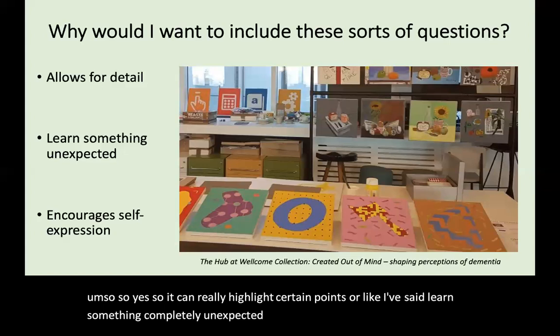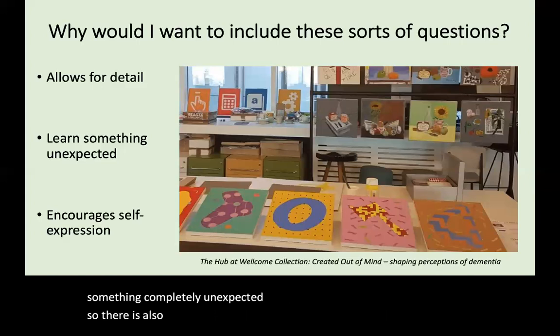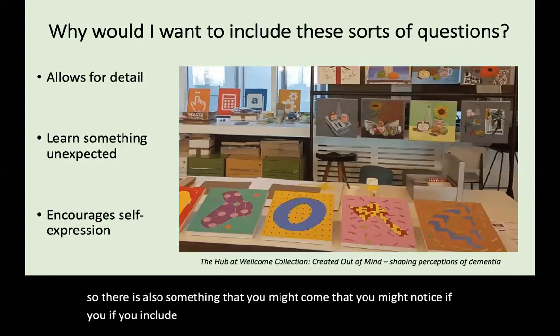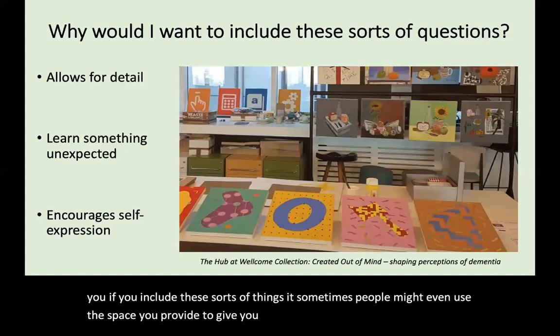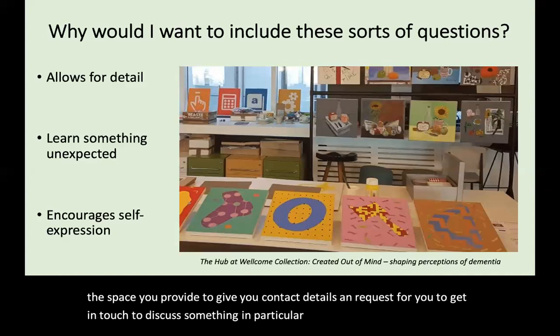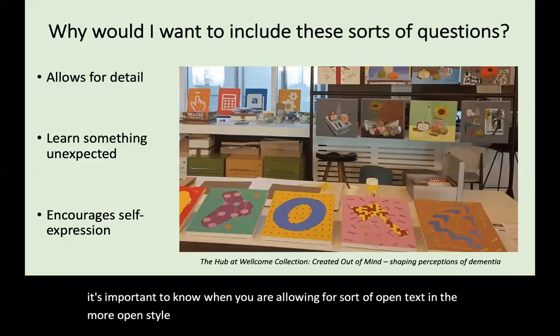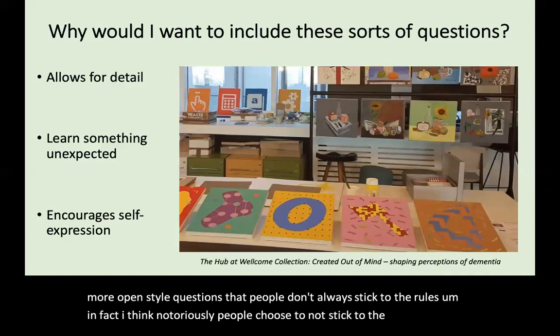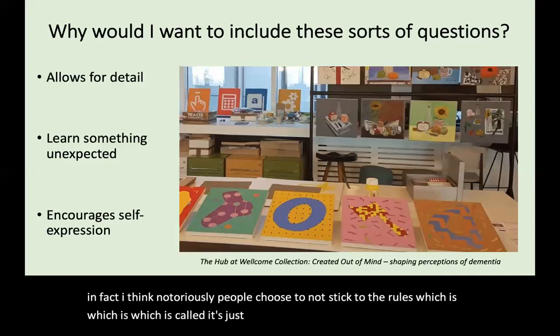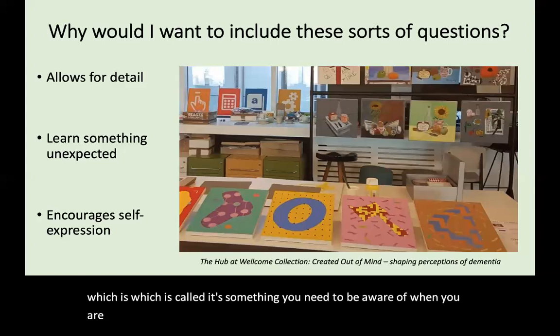There is also something that you might notice if you include these sorts of questions, which is that sometimes people might even use the space you provide to give you contact details and request for you to get in touch to discuss something in particular. It's important to know, when you are allowing for open text and the more open style questions, that people don't always stick to the rules. In fact, I think notoriously people choose to not stick to the rules, which is cool. But it's just something you need to be aware of when you are analysing the qual data.